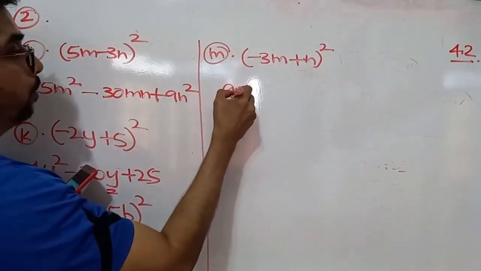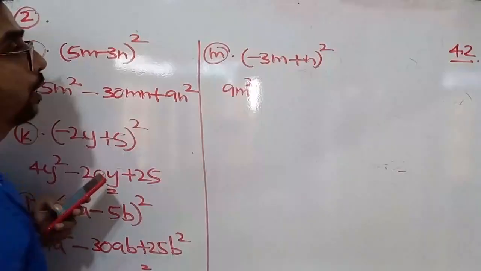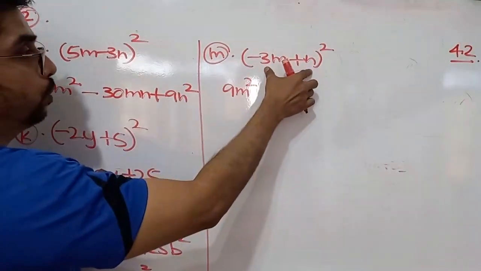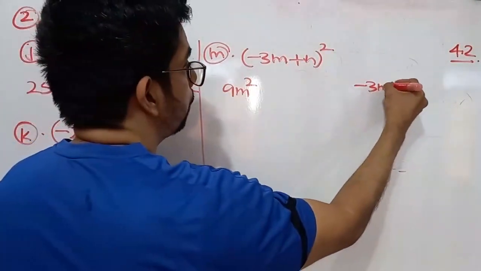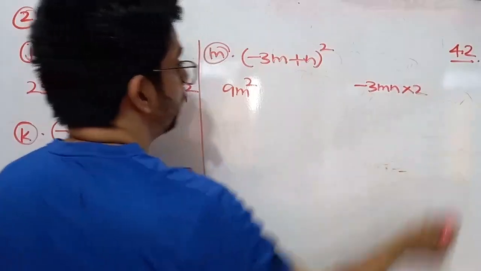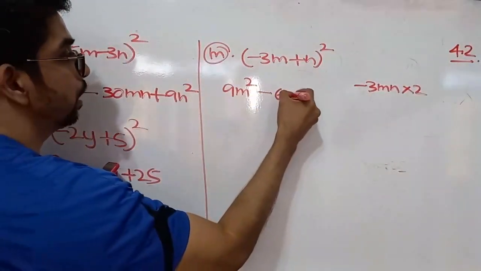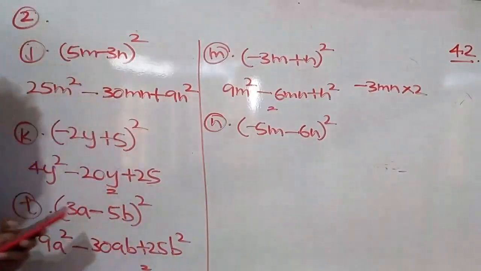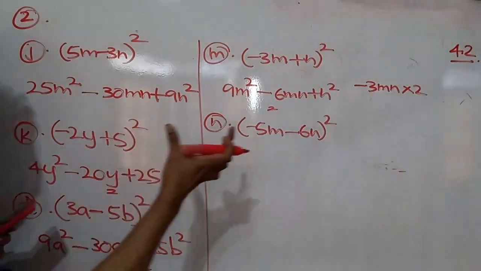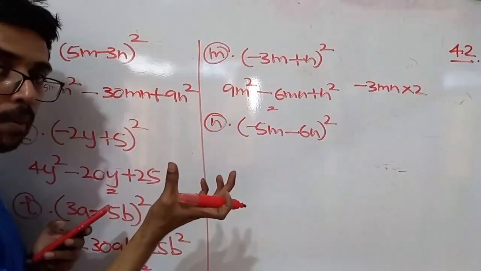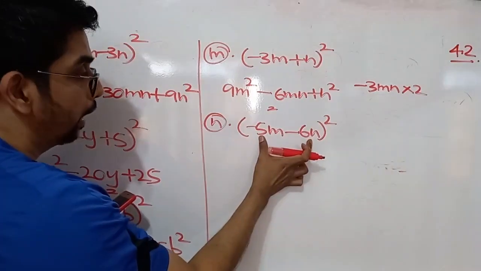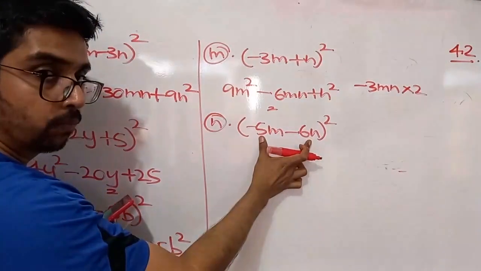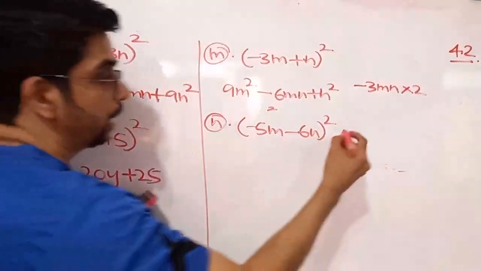So the first term 9m squared. Multiply these two, we get what? Negative 3mn. Again multiply that by 2. So we get what? 6mn plus n squared. So both of the terms are what? Both of the terms, if we take one binomial expression, right? Both of the terms are what? Negative.